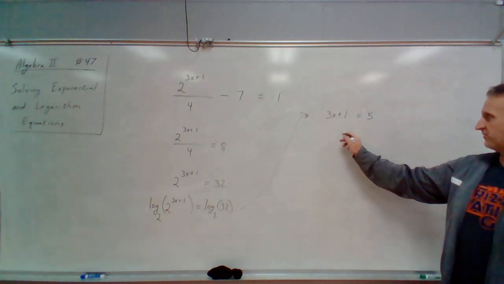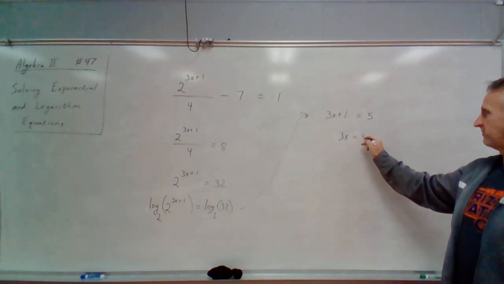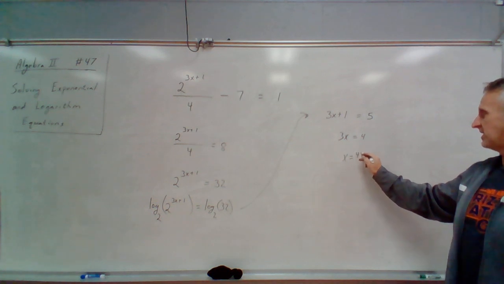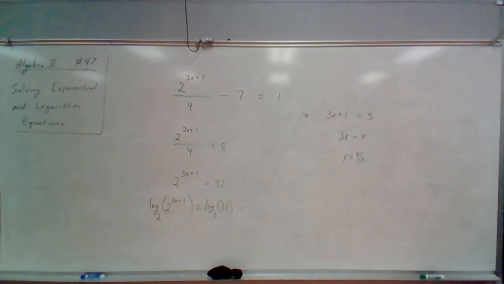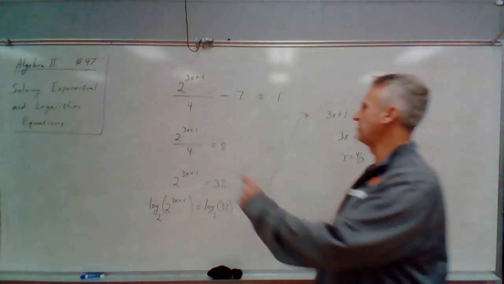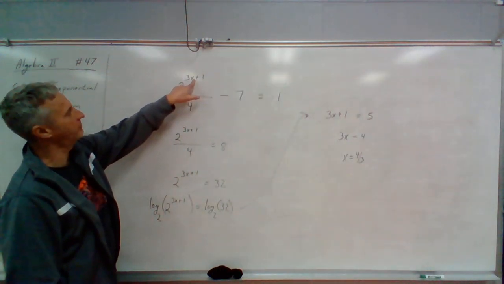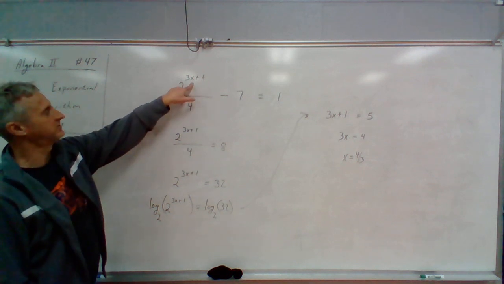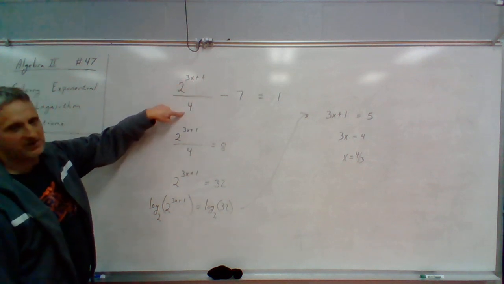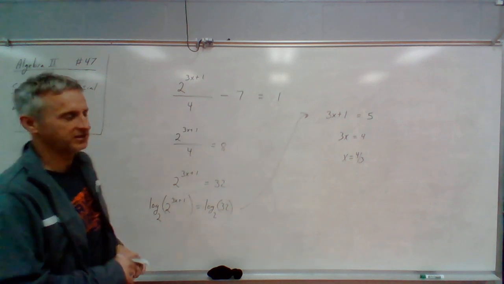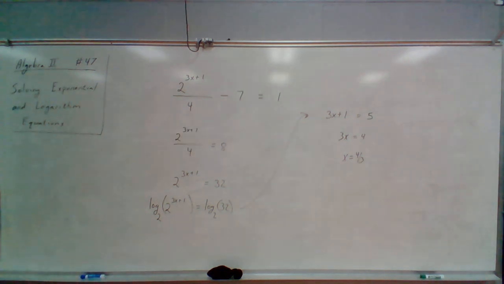Now we can subtract 1 from both sides, then divide by 3, and I get 4 over 3. Let's check and see if that really works. So if I put 4 over 3 in for x, 3 times 4 over 3 is 4. 4 plus 1 is 5. 2 to the 5th is 32. 32 divided by 4 is 8. 8 minus 7 really is 1, and we got that correct.